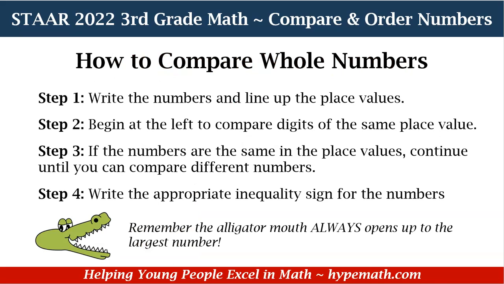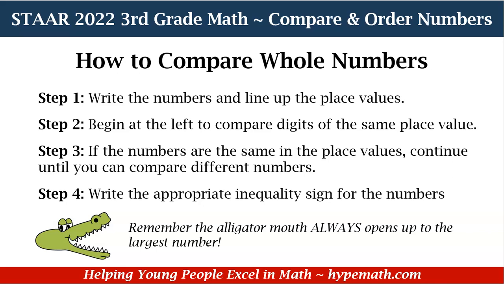We are going to first review how to compare whole numbers. Step 1. Write the numbers and line up the place values. Step 2, begin at the left to compare digits of the same place value. Step 3, if the numbers are the same in the place values, continue until you can compare different numbers. And don't worry, we will go over examples. Step 4, write the appropriate inequality sign for the numbers.